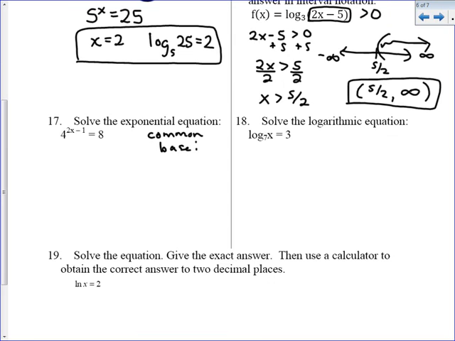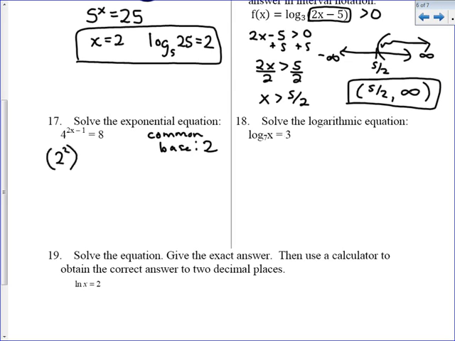I need a common base for 4 and 8. 2. I can't use 4 because I can't do 4 to some power to get me to 8. It looks like I should, but they're multiples. They're not powers of each other. My common base here is 2. So I'm going to rewrite both sides with a base of 2.